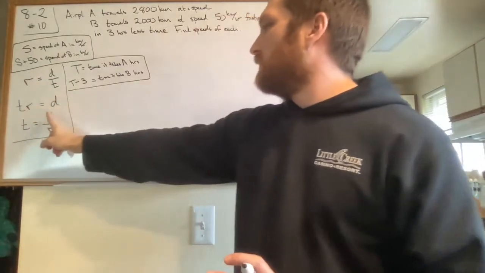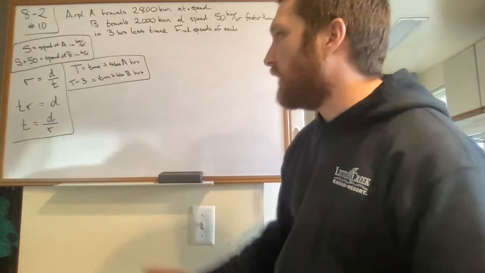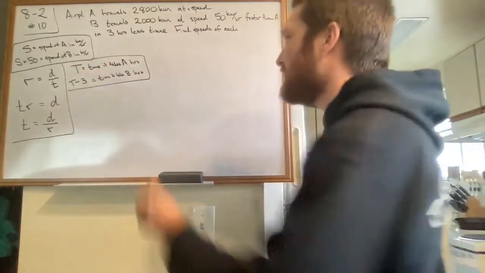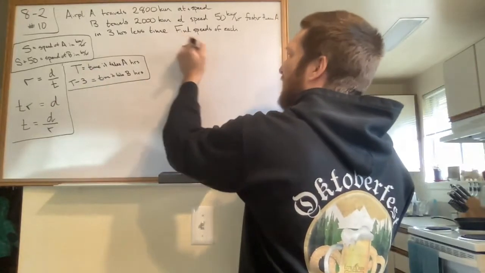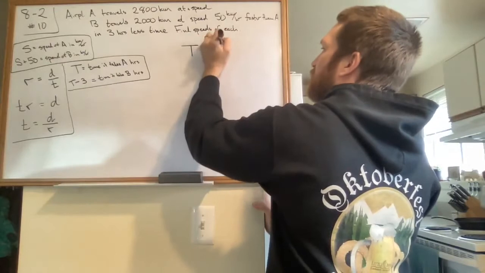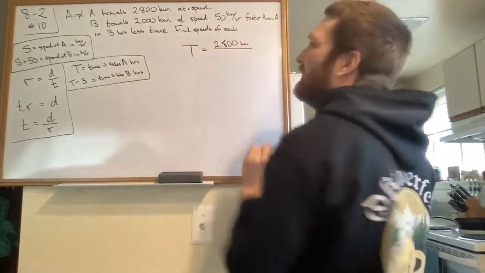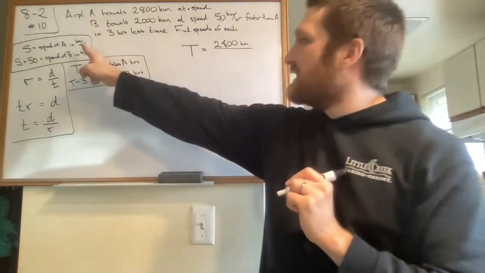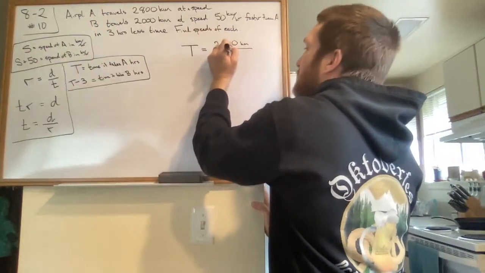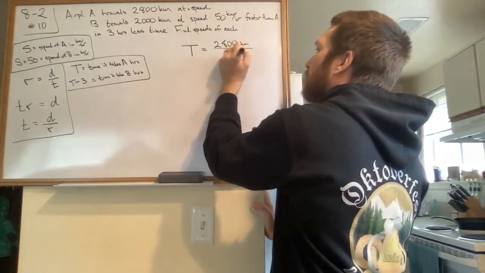since time equals distance over rate, let's just take this and apply it to situation A, right? The time it takes A is t, so t is the time it takes to go its distance, which is 2,800 kilometers, divided by s, right? Its rate, which is its speed, which we're just calling s. There's its speed in kilometers per hour.